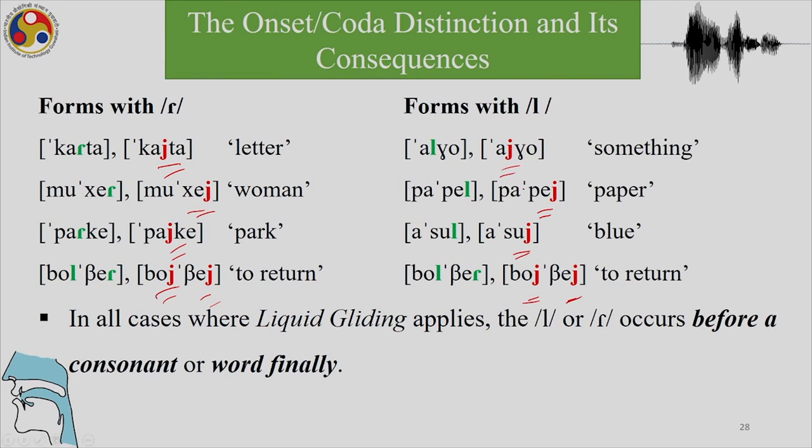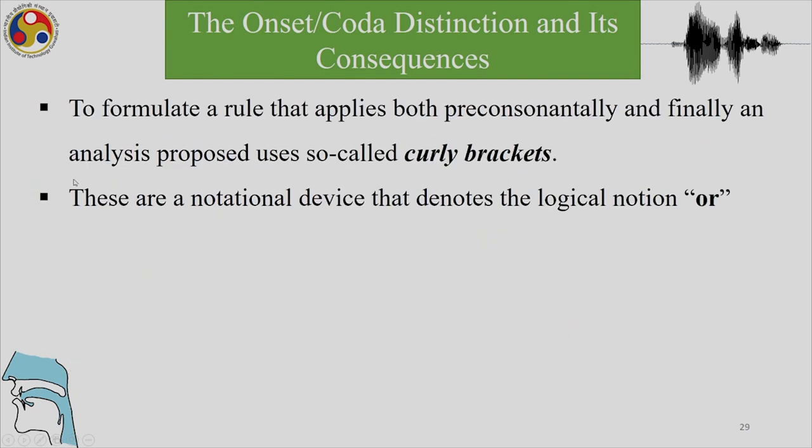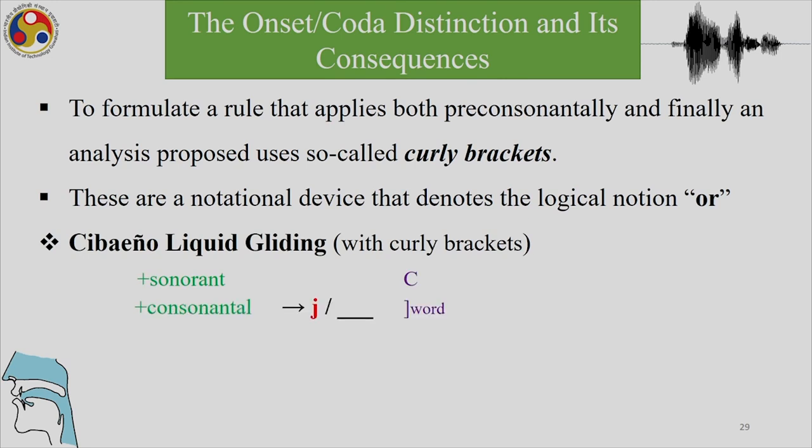In all cases where liquid gliding applies, the L and R occur before a consonant or word finally. Hence we can see where this happens: it happens only in the coda positions. To formulate a rule that applies both preconsonantally and finally, an analysis proposed to use curly brackets. These are notational devices that denote the logical notation or.